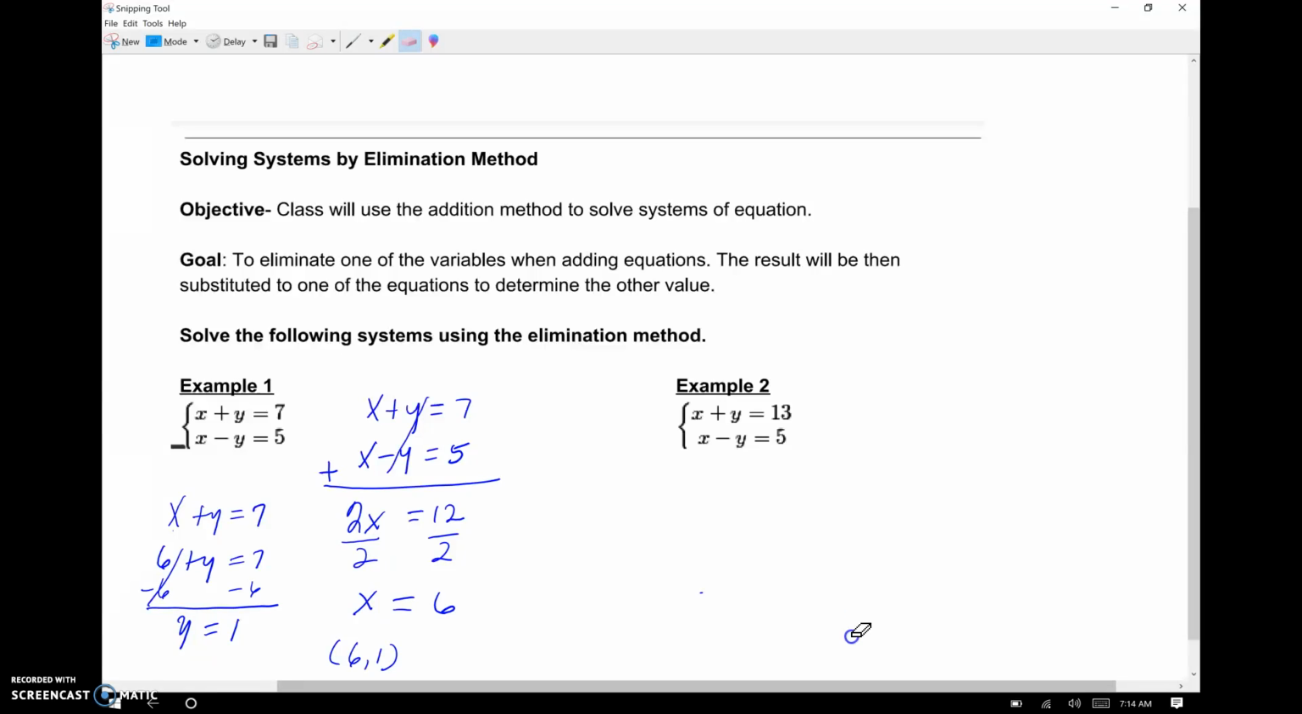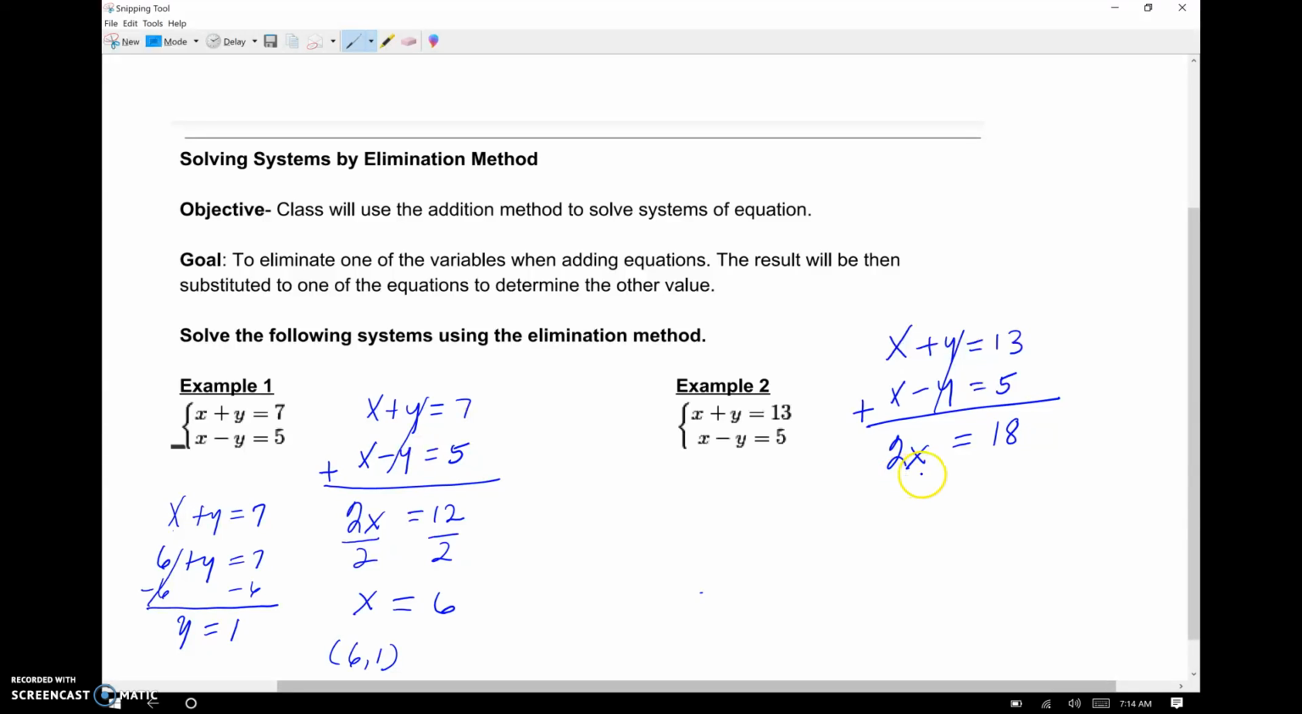Now we're going to try example 2, and we're going to use what we call the addition method. And we have x plus y equals 13, and x minus y is equal to 5. We call it the addition method because we're adding both equations. We have x plus x, which gives us 2x, and then y minus y, which is equal to 0. And 13 plus 5 gives us 18.